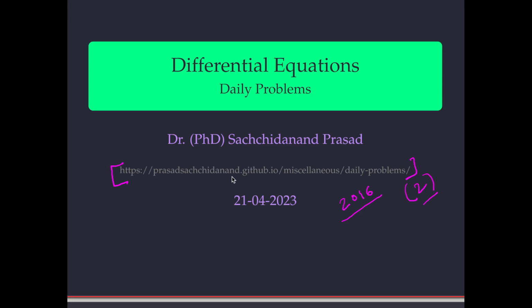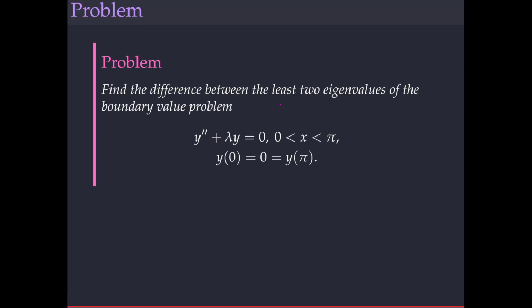Okay, so let's head to the problem. Find the difference between the least two eigenvalues of the boundary value problem y'' + λy = 0, with 0 < x < π, and y(0) = 0 = y'(π). Okay, so this is the problem, and we need to find the difference between the least two eigenvalues of this problem.